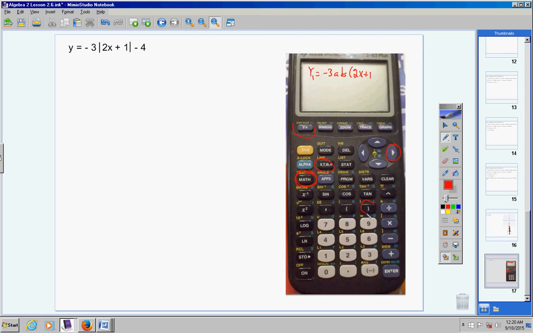So close your parentheses. Push this right here and close your parentheses. There you go. So you just told your calculator you have a negative 3, then an absolute value of 2x plus 1, and then put minus, not negative, minus 4. Booyah. Now, you're ready to graph. The problem is, let me get my calculator caught up.